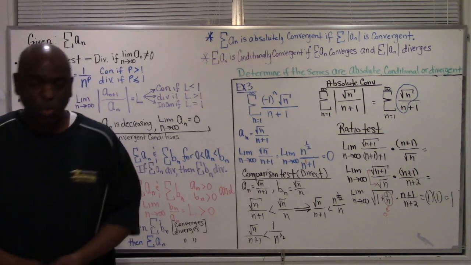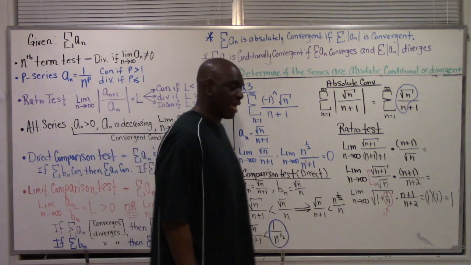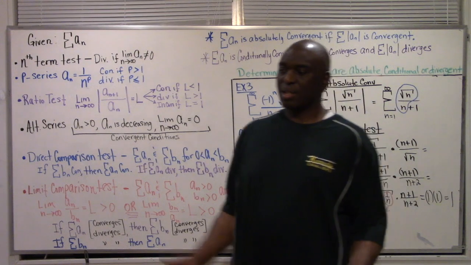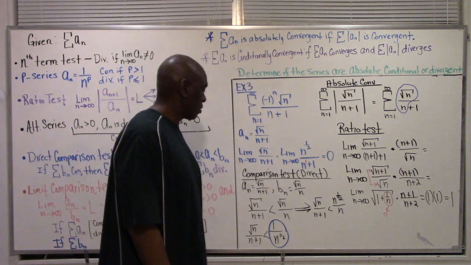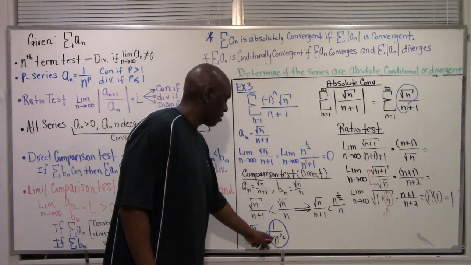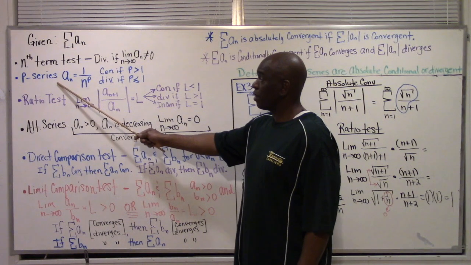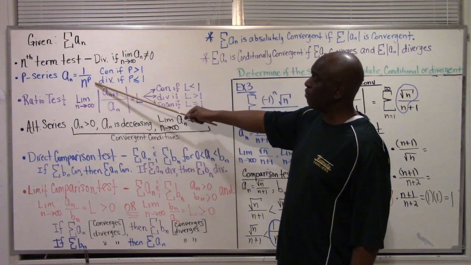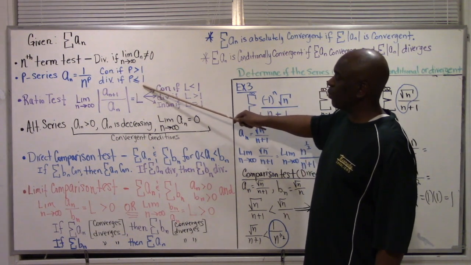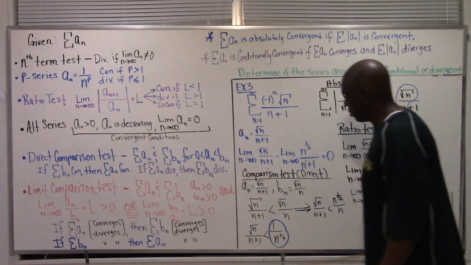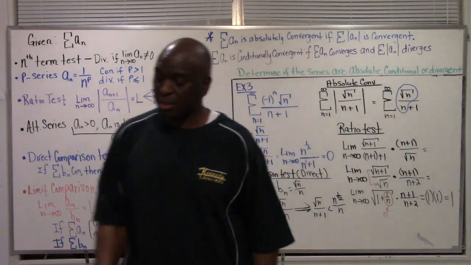All right. Well, what do you know about 1 over n to the 1/2? Convergent or divergent? Does it converge or does it diverge? Well, look at the p-series. Go back to the p-series. The p-series says 1 over n to the power of p. If p is greater than 1, we have convergence. If p is less than or equal to 1, we have divergence. So 1 over n to the power of 1/2, it is what? Correct, divergent.